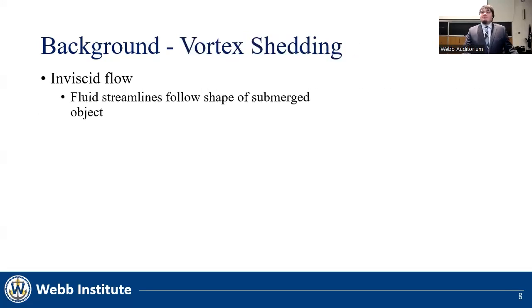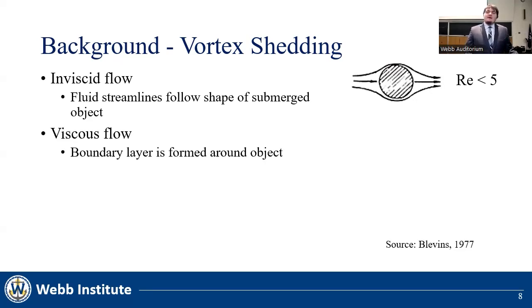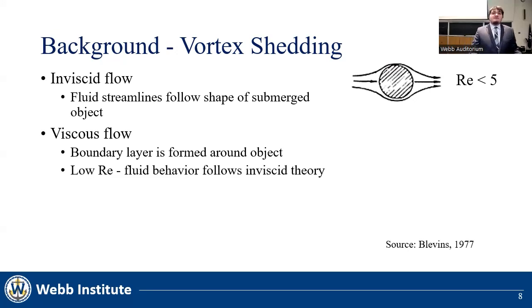So a little background fluid theory. For inviscid flow, the viscosity is assumed zero, and fluid streamlines will follow the shape of a submerged object, which can be seen above. However, as we all know, water does have a viscosity. In viscous flow, a boundary layer forms around the object. At low Reynolds numbers, the fluid behavior follows inviscid theory, and the streamlines will still look like that.